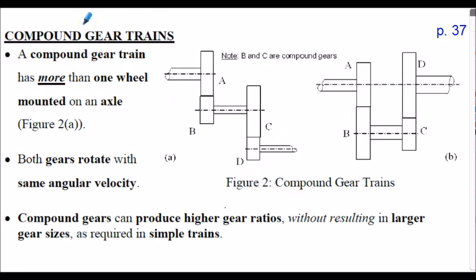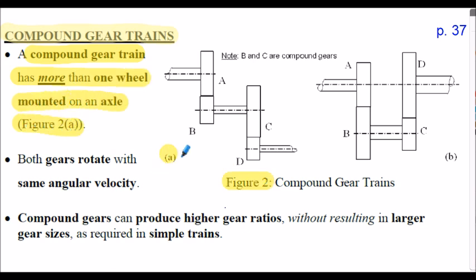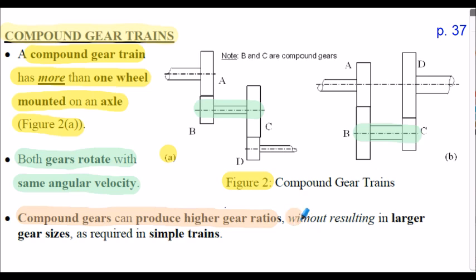As we mentioned in the introduction, we're going to consider compound gear trains within our analyses. A compound gear train has more than one wheel mounted on an axle. This is shown in figure 2A. Note that both gears rotate with the same angular velocity as they're keyed to the same shaft. That's the case for gears B and C shown here. And note that compound gears can produce higher gear ratios without resulting in larger gear sizes, as will be required if we're using simple trains.